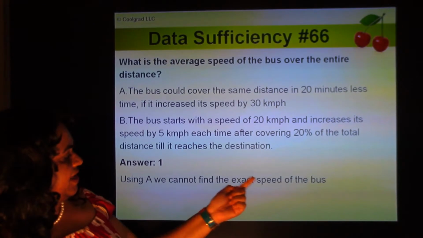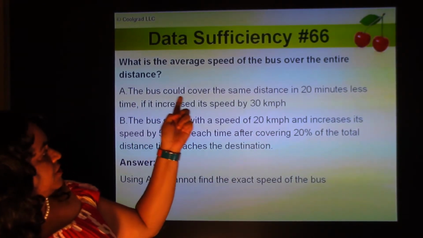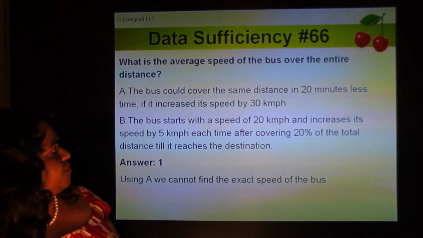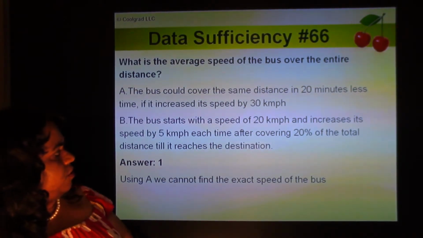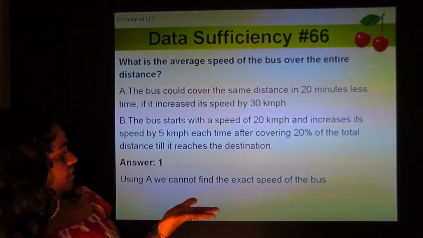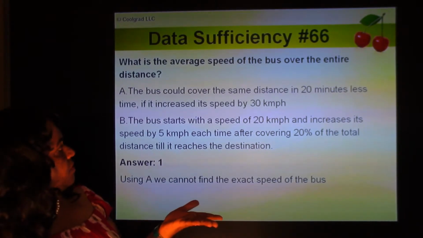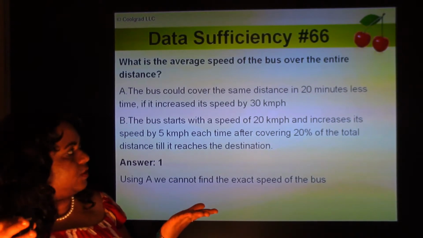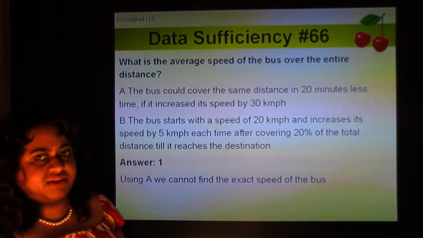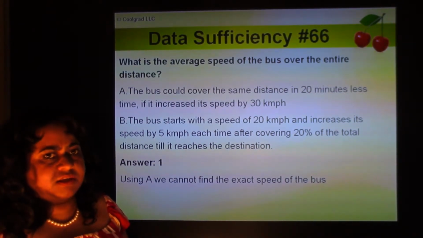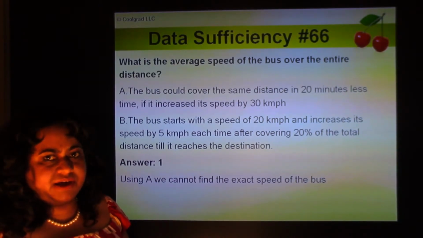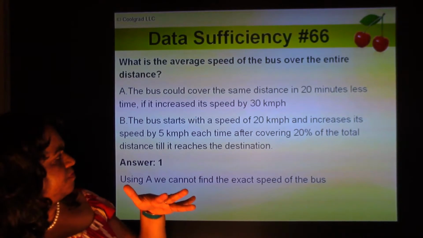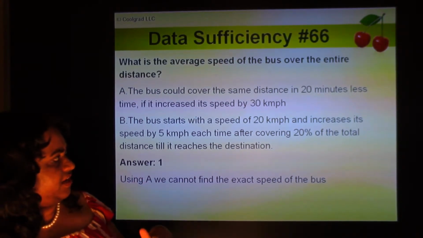Using A, we cannot find the exact speed of the bus. The bus could cover the same distance in 20 minutes less time if it increased the speed by 30 kilometers per hour. So at a speed of x kilometers per hour, it took y amount of time to reach the distance. So speed x and time y, so xy equals the distance.